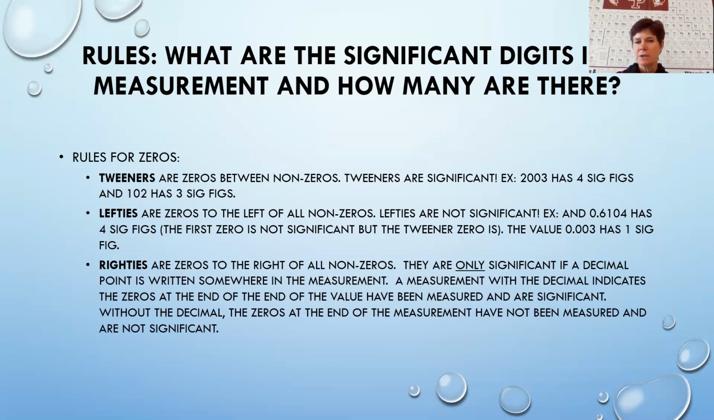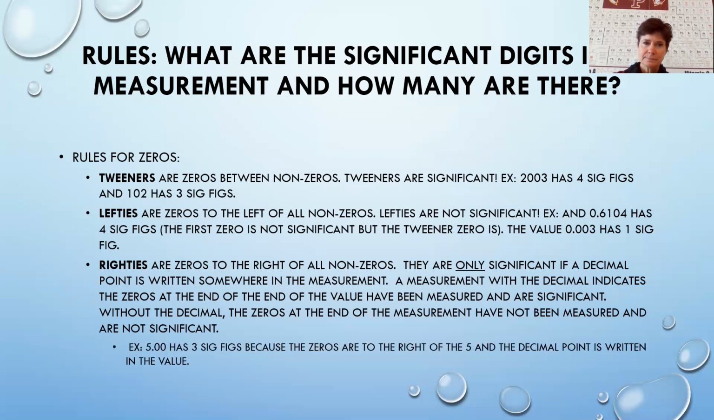The other type of zero we call righties. Righties are zeros to the right of all non-zeros. They are only significant if a decimal is written somewhere in the measurement. A measurement with a decimal indicates the zeros at the end of the value have been measured and are significant. Without the decimal, the zeros at the end of the measurement have not been measured and are not significant. For example, 5.00 has 3 sig figs because the zeros are to the right of the 5 and the decimal point is written in the value.